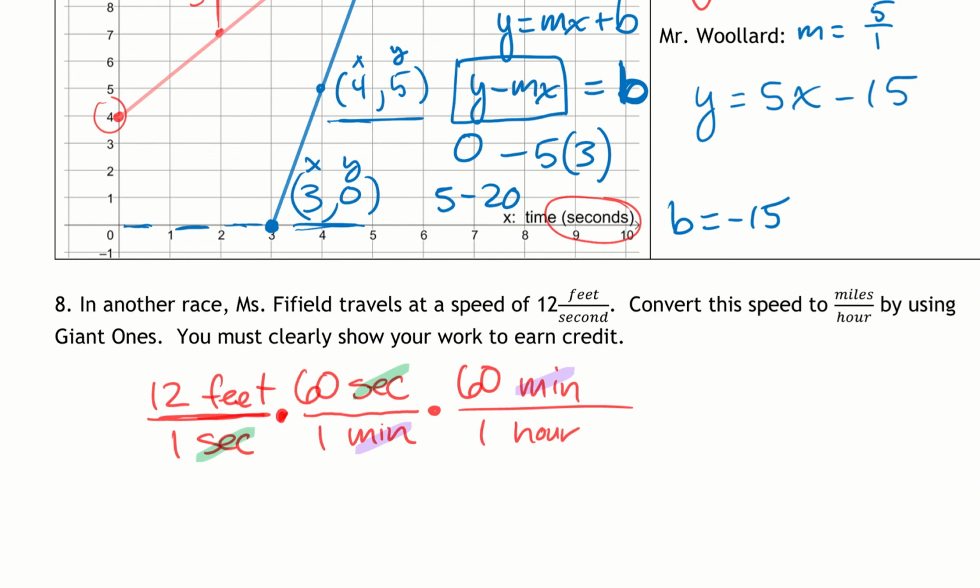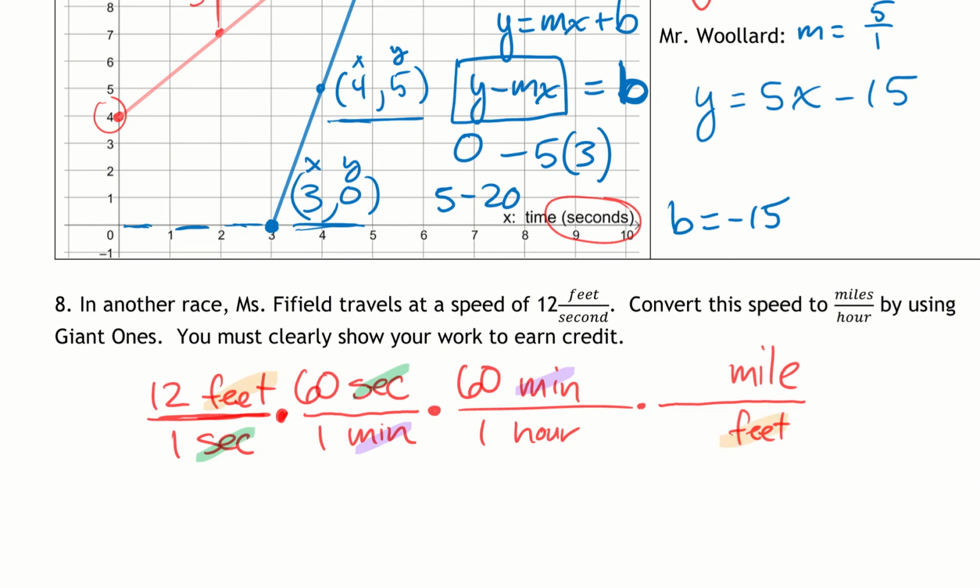Feet per hour. The last thing I want to do is get rid of feet, and I can see my feet are in the numerator. Mr. Roberts, get your feet off the numerator. No, the units are in the numerator, so I'm going to put feet in the denominator, and I'm going to put 1 mile in my numerator. So I'm going to cancel the feet that are sitting in the numerator with these feet that I'm placing in the denominator.